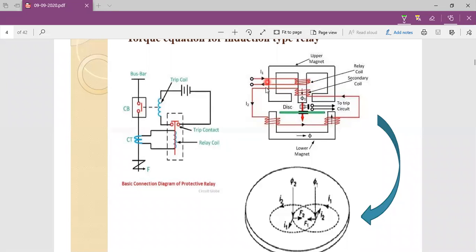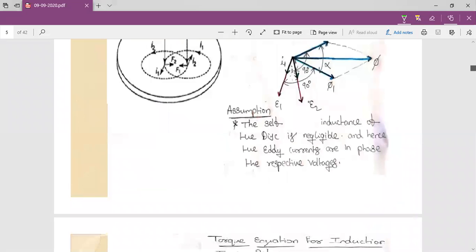We can see clearly I1 and I2. We already know that a current carrying conductor produces a flux. Here we can see two current carrying conductors: the first one, the primary, carries a current I1, and the second conductor carries a current I2. Both produce flux in the air gap, but there is a phase difference between this winding flux and that winding flux. So we assumed it like this.